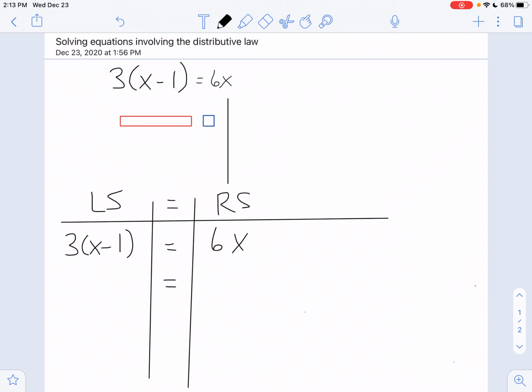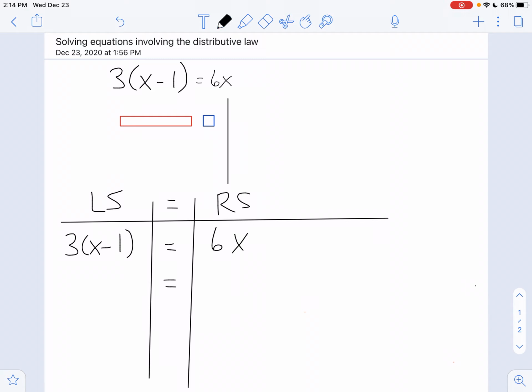In this video, we're going to work on combining the distributive law with solving equations. So just a reminder that when you see these brackets, it means that we're multiplying the 3 by the x and the 3 by the -1. So we're distributing the 3 through the bracket is what we say.